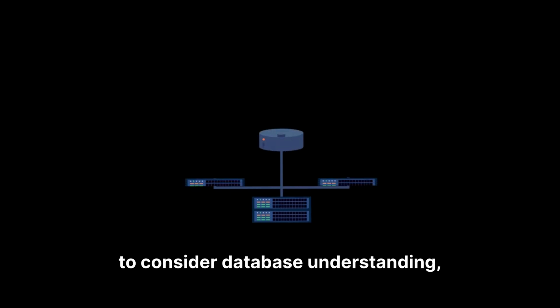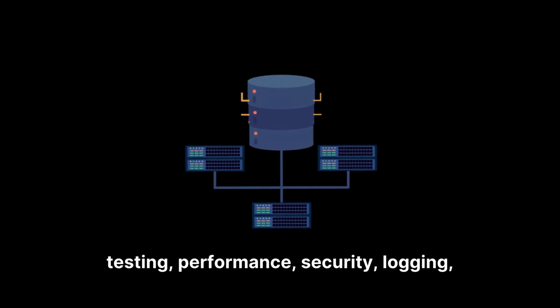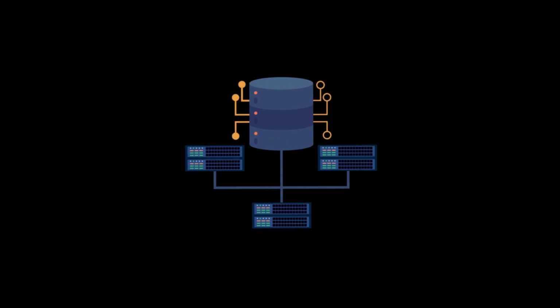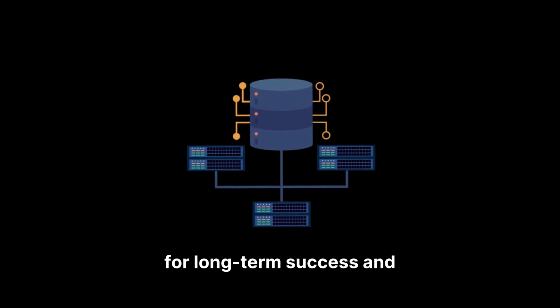For production applications, remember to consider database understanding, testing, performance, security, logging, and migration strategies. These critical aspects ensure a robust, stable, and scalable application. Thorough planning is vital for long-term success and maintainability of your software system.